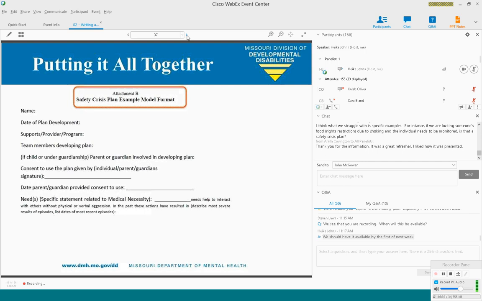So again, you can find this at the end of the directive. Again, that's Directive 4.300. The safety crisis plan example is attachment B. Attachment A is a safety assessment guide that kind of goes through all those things we just spent time talking about. And so together it gives you a good toolbox along with this training to be able to come up with a safety crisis plan.